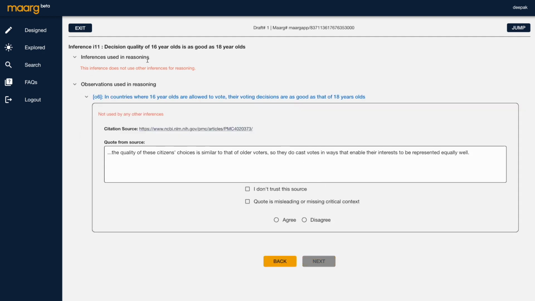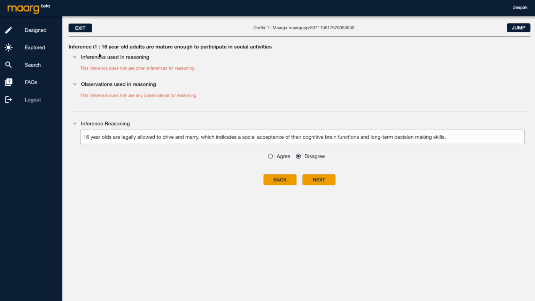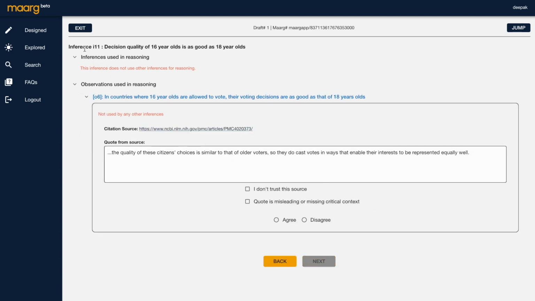So the previous inference did not use any inferences and observations, which means that these are purely my opinion. But in the next section, we can see the inference that decision quality of 16-year-olds is as good as 18-year-olds. This is backed by an observation which has a citation, which means you can click on this link to read more about this research. And from that source, we have a citation, which says that the quality of citizens' choices is similar to that of older voters.